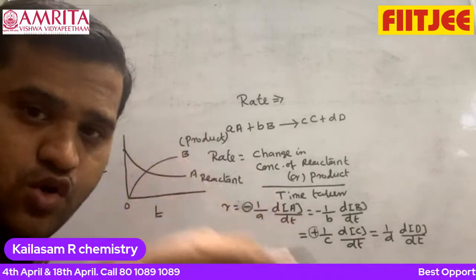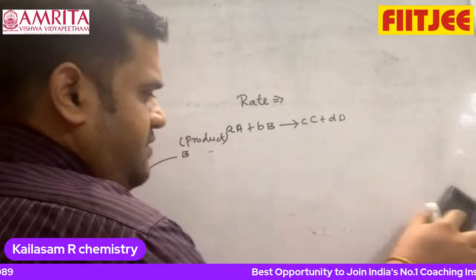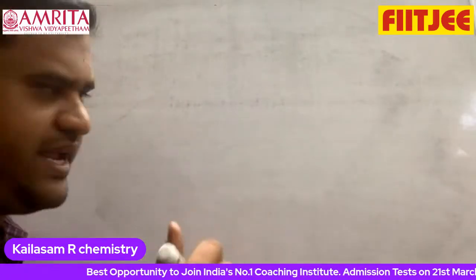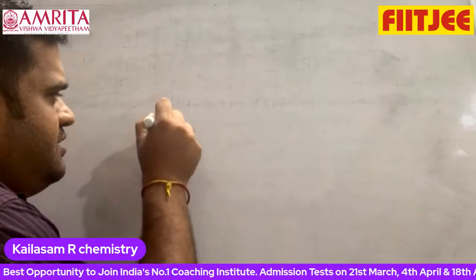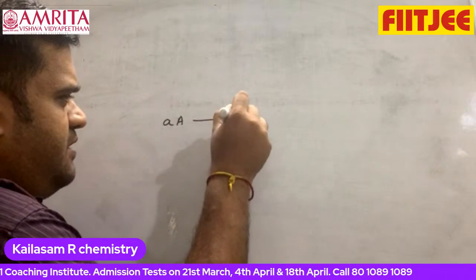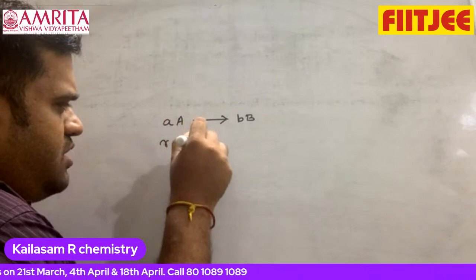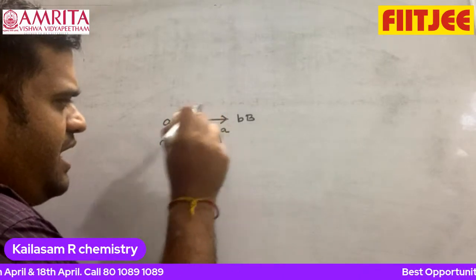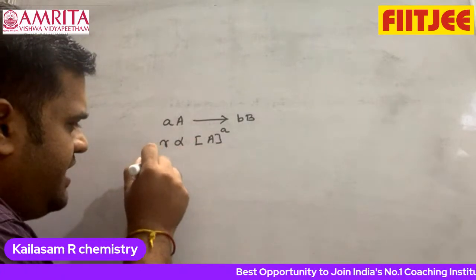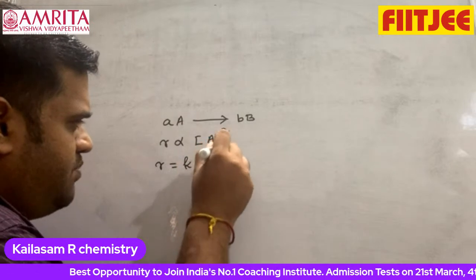Now, if I want to go with the rate law, take the same simple reaction I'm taking as a hypothetical reaction. I can write A, which gives B. So the rate is directly proportional to the concentration of A to the power a. Now I want to remove the proportionality constant. I can write R is equal to K into [A]^a.